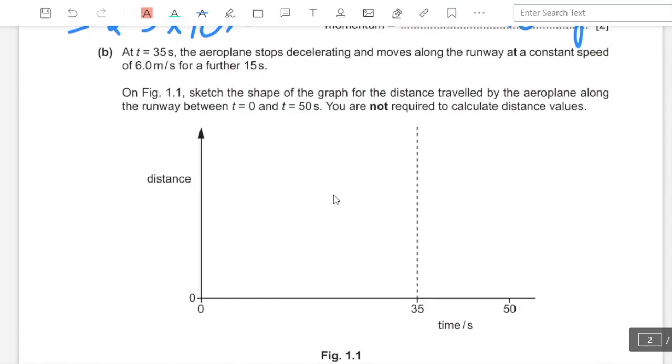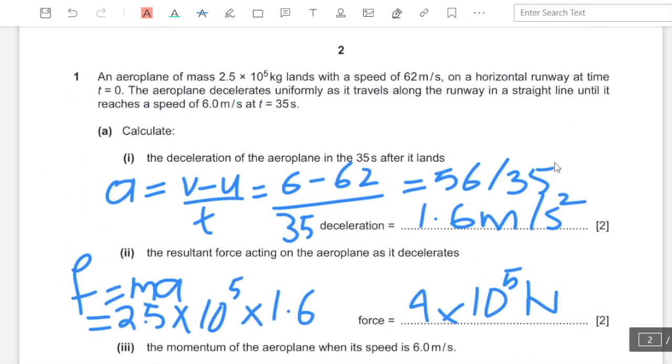B. At time 35 seconds, the aeroplane stops decelerating and it moves along the runway at a constant speed of 6 meters per second for a further 15 seconds. On figure 1.1, sketch the shape of the graph for the distance traveled by the aeroplane along the runway between time 0 and 50 seconds. You are not required to calculate distance values.